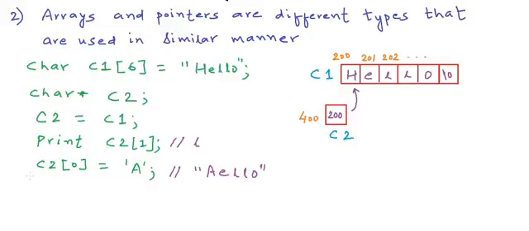When we write C2[i] for any position i, it is nothing but *(C2 + i). So C2 is the base address. C2 plus i will take you to the address of the ith element.